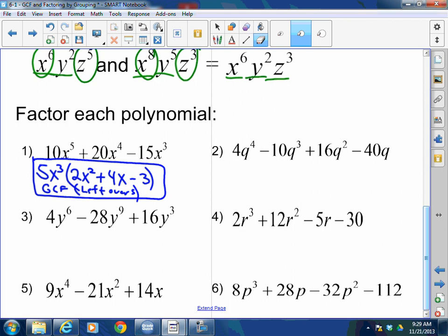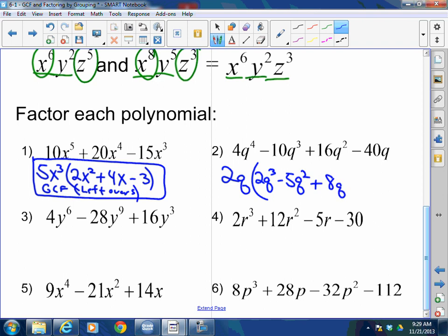So what goes into all of these? What's the numerical GCF here? 2. And what's the variable GCF? Q, because it belongs to the lowest exponent variable. All right, guys, give me the leftovers. Spit it out. 2q cubed. That's a tongue twister. Go. Minus 5q squared. Go. Plus 8q. Go. Minus 20. Yeah. Nice.